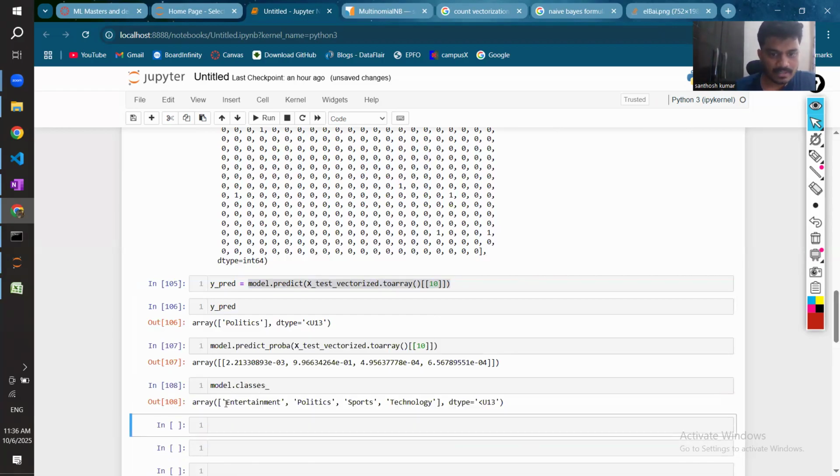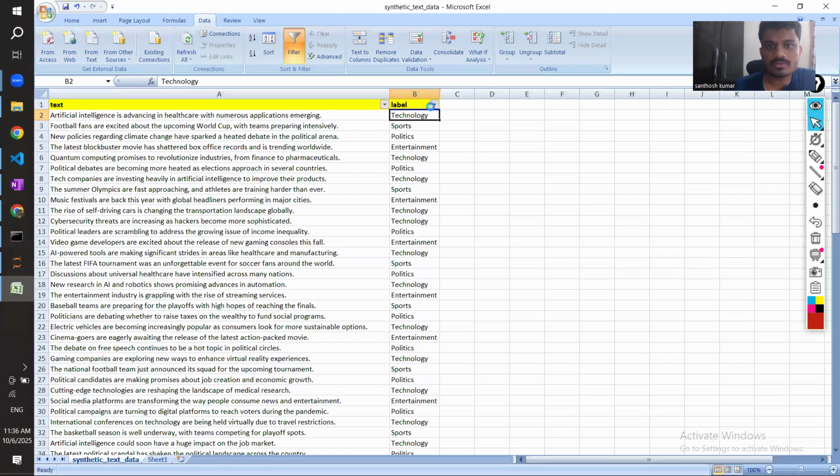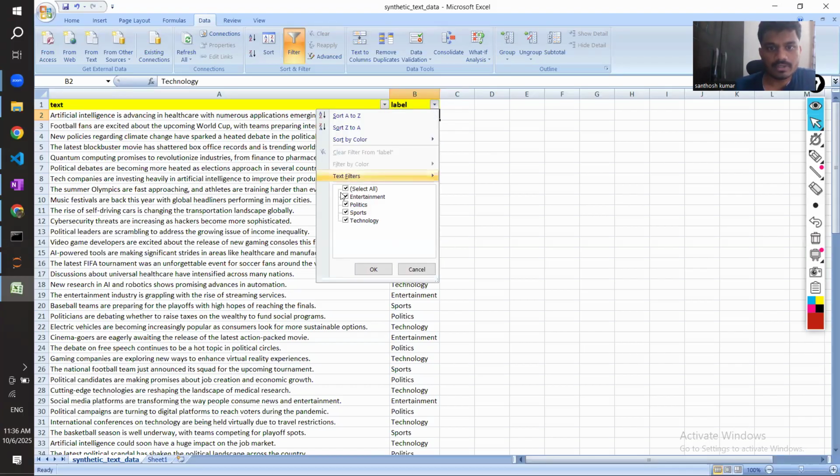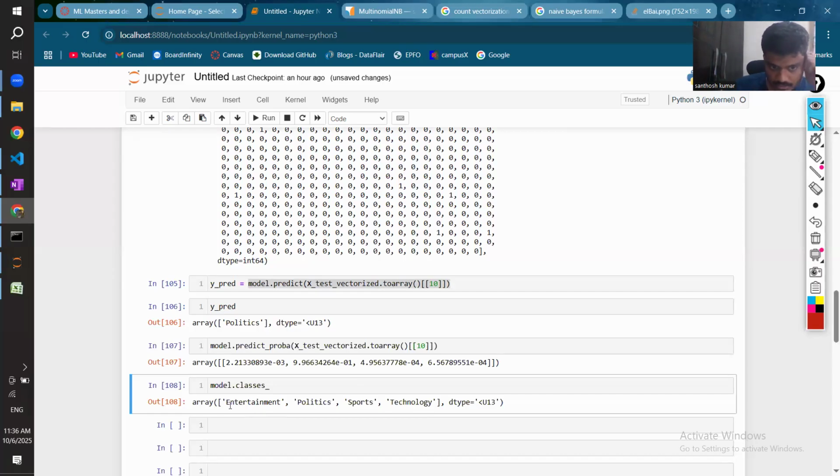The first one is entertainment, then politics, sports, technology, in alphabetical order. I think even when we do a filter, it does the same thing. So whatever probabilities you are getting, 9.96 is politics, so it got politics here.